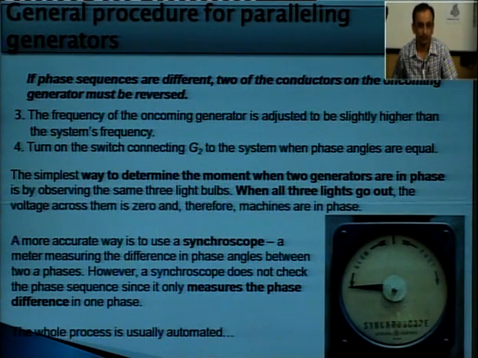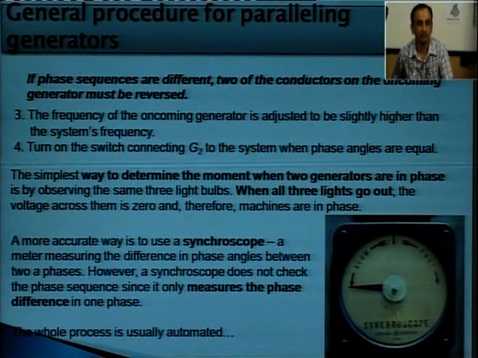The simplest way to determine the moment is by observing the three bulbs. If you use the dark lamp method or bright lamp method, once the light goes out, you simply close that switch and that will get connected. Another way is to use a synchroscope, which gives the phase difference, and as a result of that we can check the phase sequence, and that will help in connecting the machines in parallel.